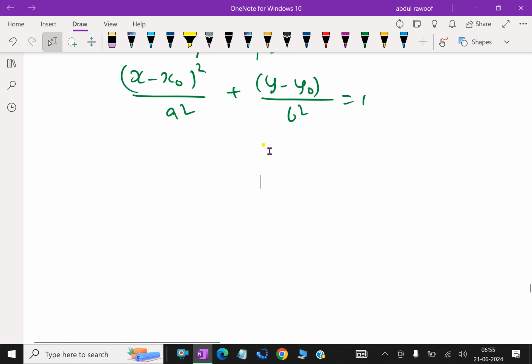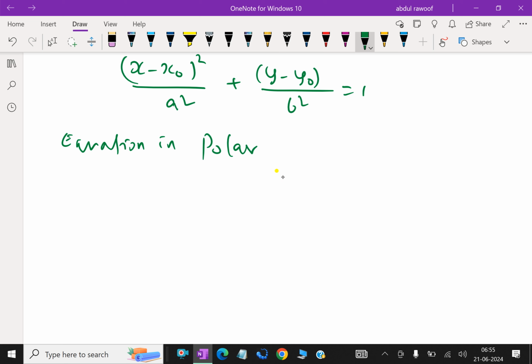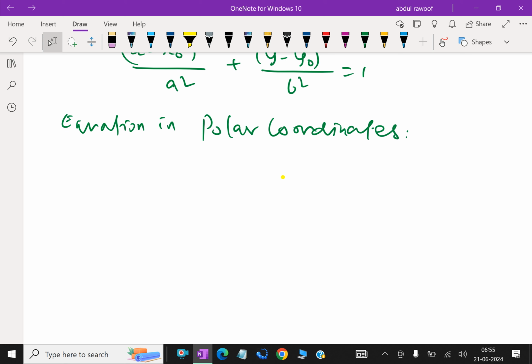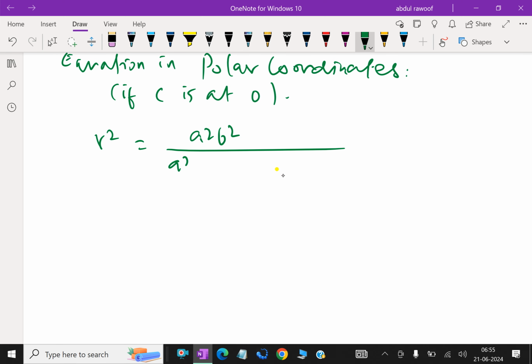Now, the equation in polar coordinates. The equation of the ellipse in polar coordinates, if the center C is at the origin O, is r squared equals a squared b squared over (a squared sine squared theta plus b squared cos squared theta).